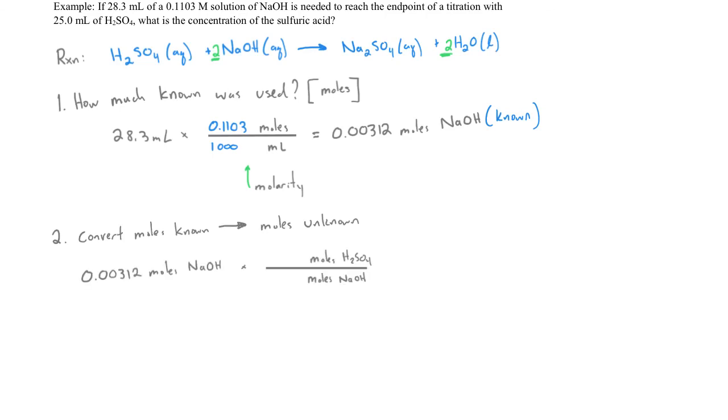We start with the 0.0312 moles of sodium hydroxide that we calculated in the previous step, and then we multiply it by a conversion factor that goes from moles of sodium hydroxide into moles of sulfuric acid. That's our unknown. Now, where do we get the values for this conversion factor? Well, that's correct. We get them from the reaction equation. So we can convert our moles of sodium hydroxide into moles of sulfuric acid simply by multiplying by this mole ratio, which is 1 to 2.